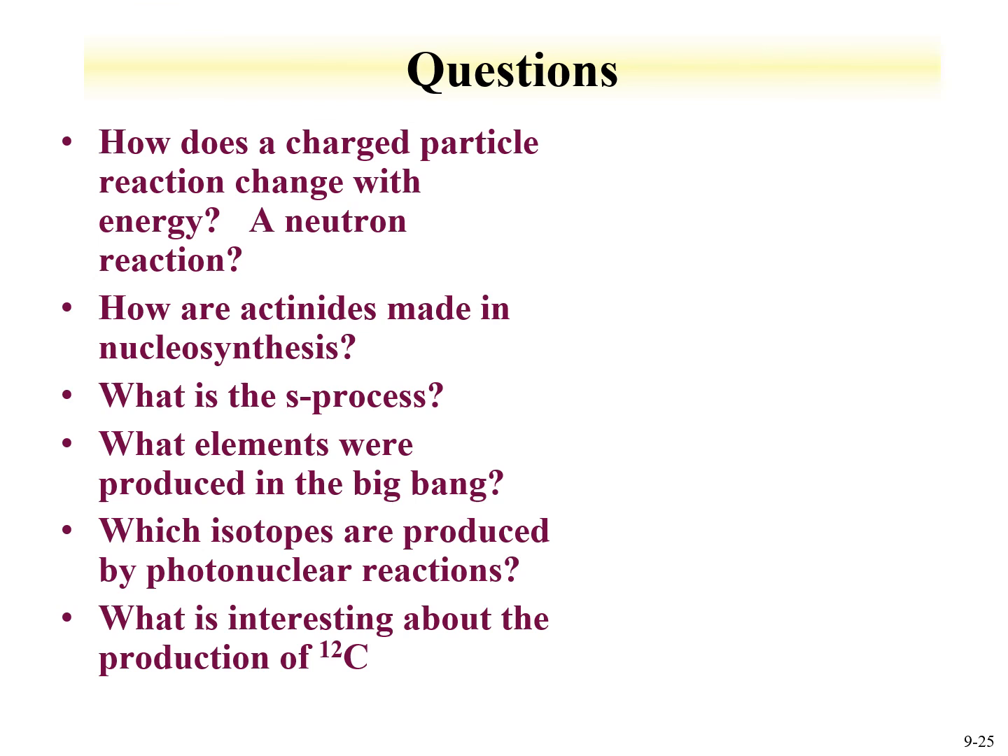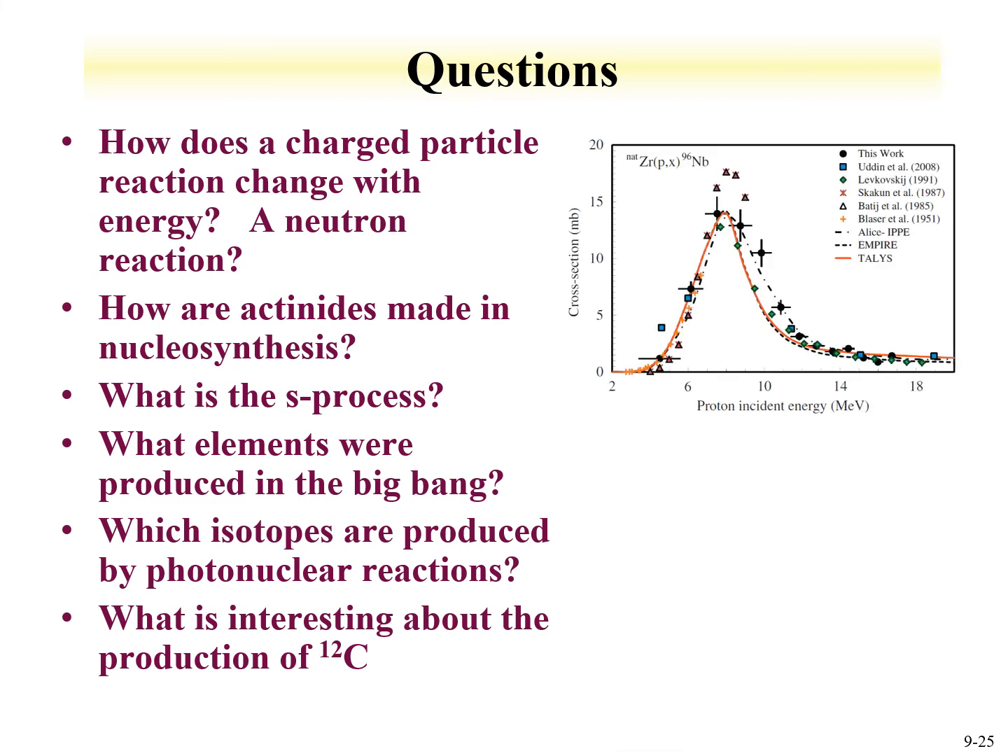How does a charged particle reaction change with energy? And this includes a neutron reaction, so we've already discussed that in the previous page. But as an example with another charged particle, more details, as opposed to just seeing a cross-section increase, we can see a cross-section increase with energy, and then we'll reach a maximum, and then as we increase the energy, the cross-section decreases.